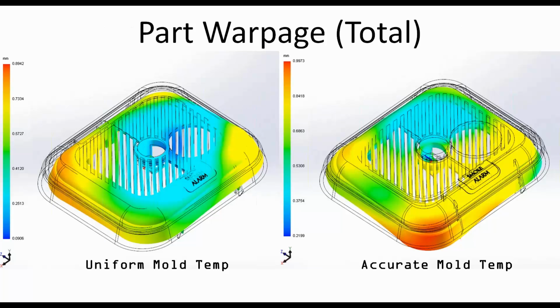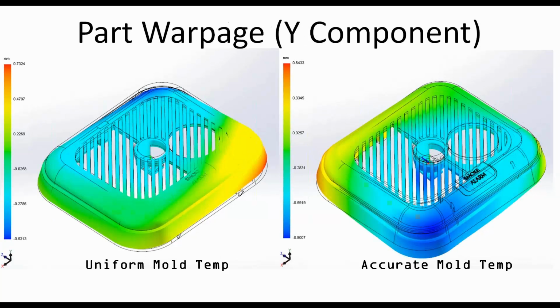Going to the next result, this is the part warpage. Again, this is a uniform one, and you can see the difference on the accurate one, which accounts for the cooling system. Another important result is the warpage in the Y component. Again, you can see the difference in the result, very obvious here.